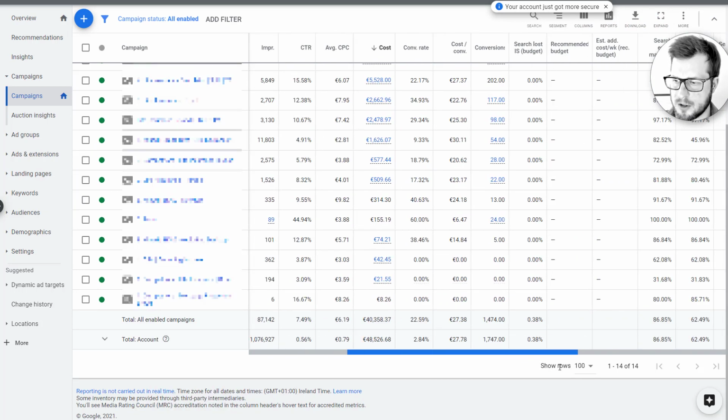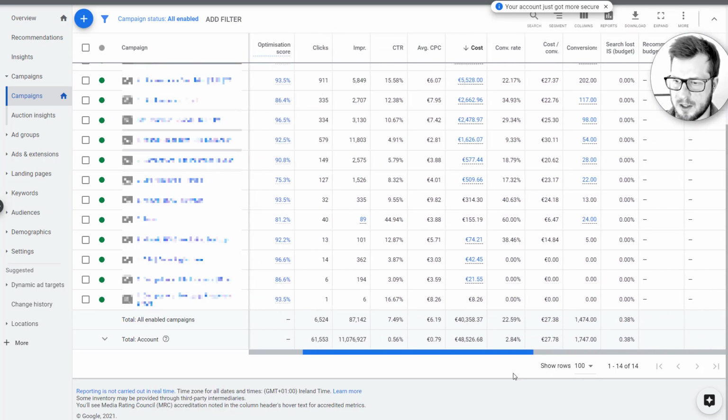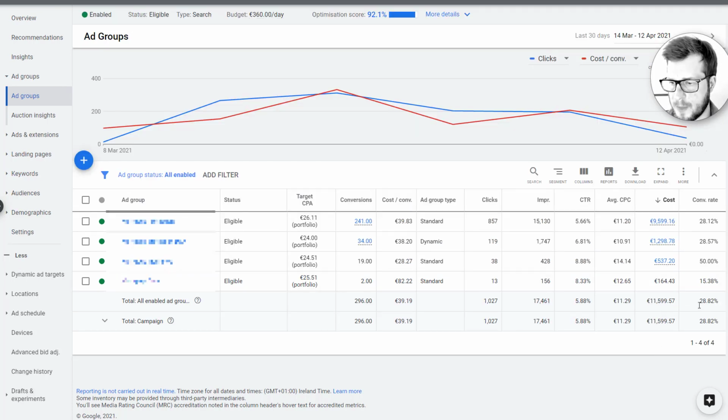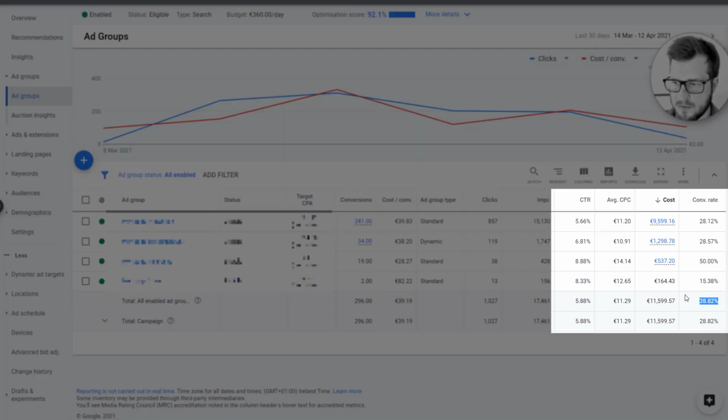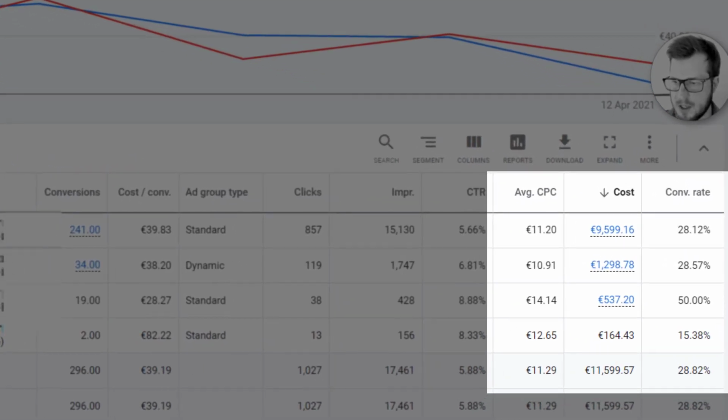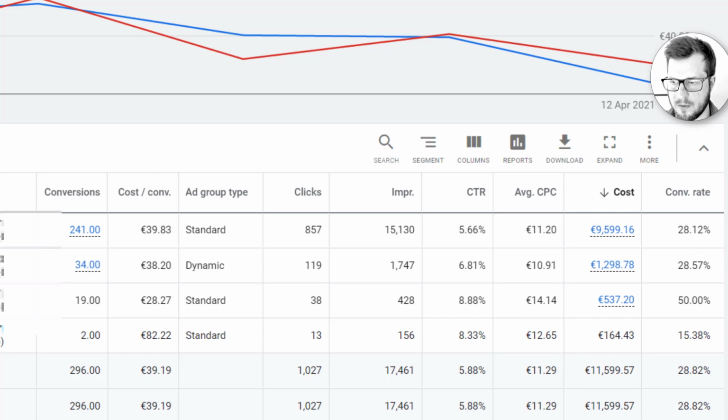So I'm looking at all search campaigns and I can see the average cost per conversion is around 27.5 euros and a 22.6% conversion rate, which is not an issue for this campaign. So that tells me that this is potentially a bidding issue. If you're seeing much lower conversion rates, then it's more than likely not going to be fixed by bidding.